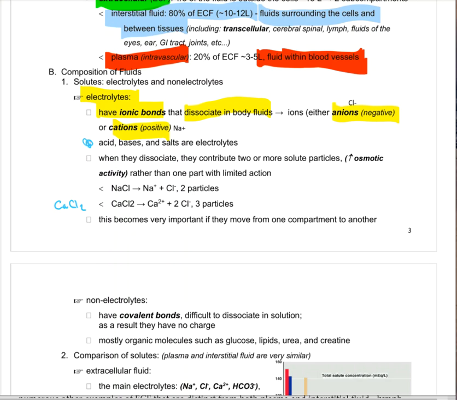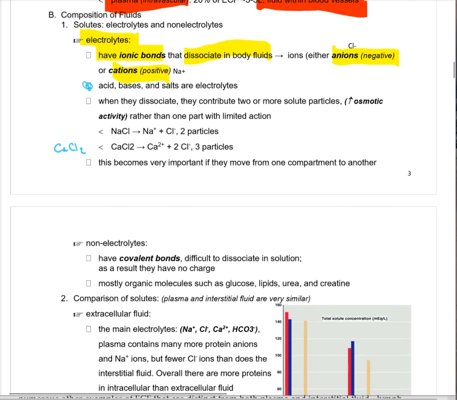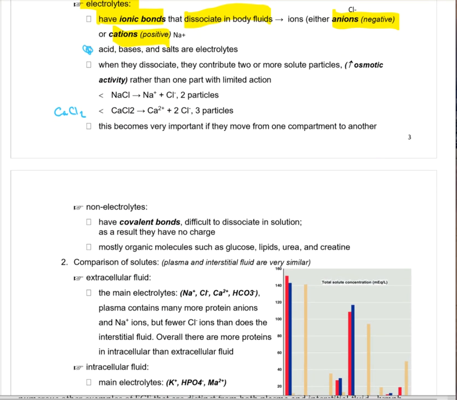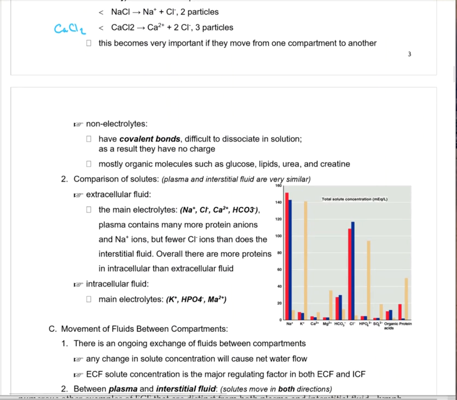It's important if they move from one compartment to another, because the sodium may move by itself, the sodium might move and the chloride might follow. The chloride, because it's negatively charged, might be attracted to something else and held on to it. So we can use the parts of the electrolytes as needed.